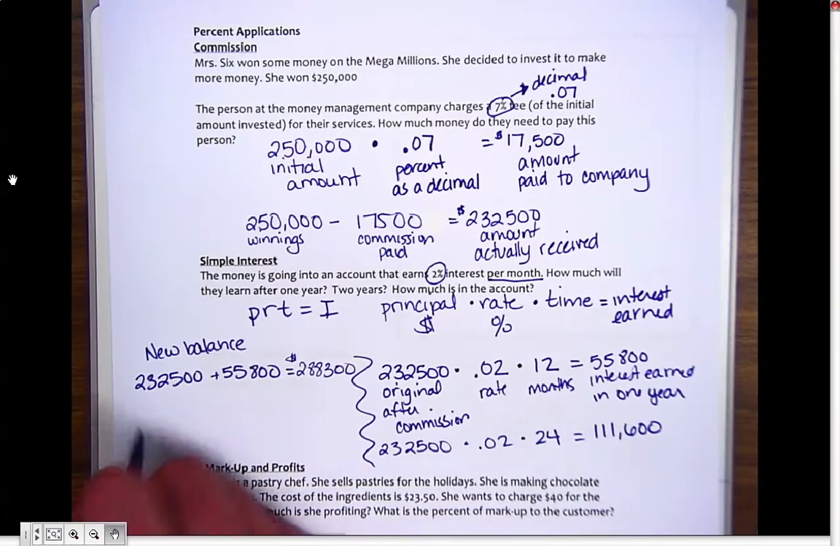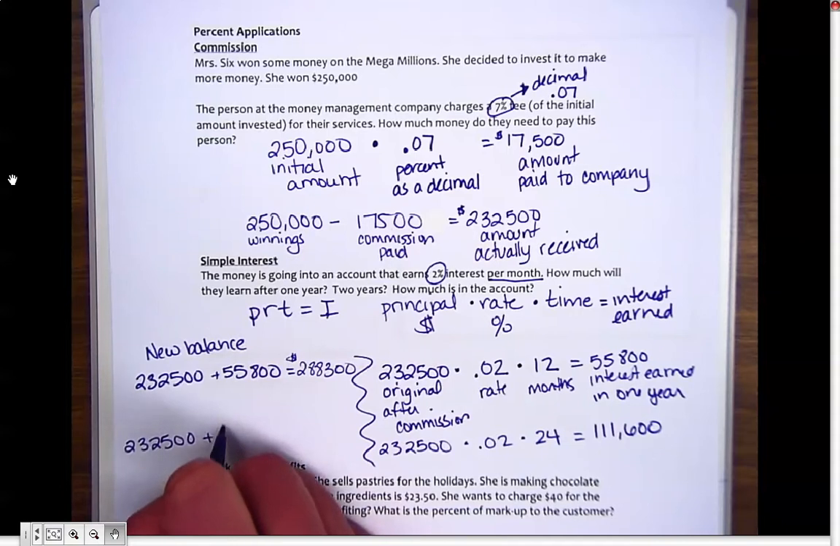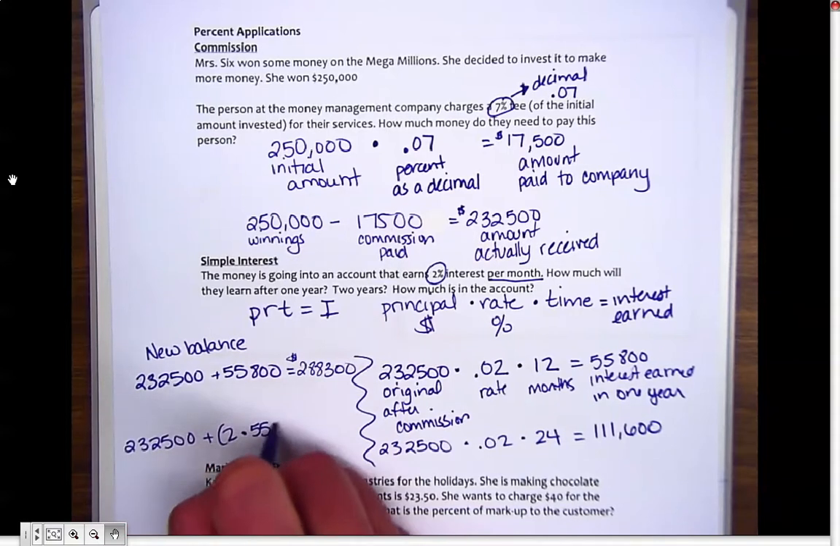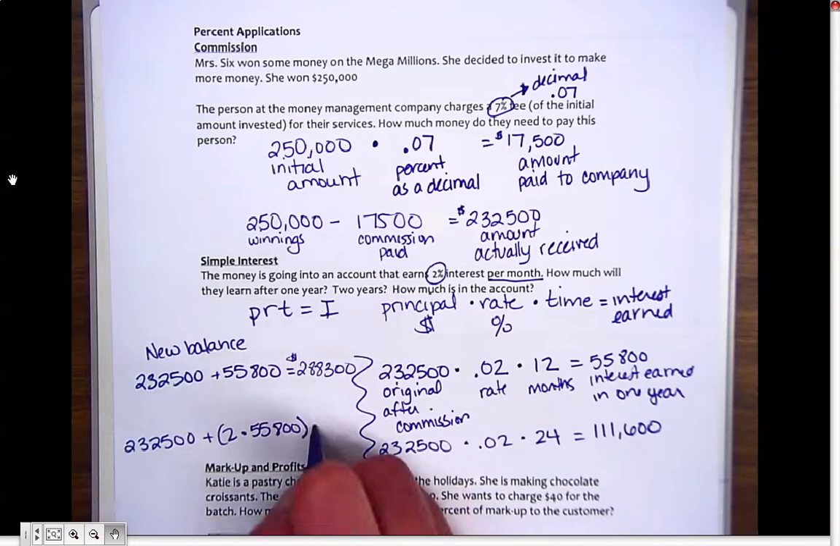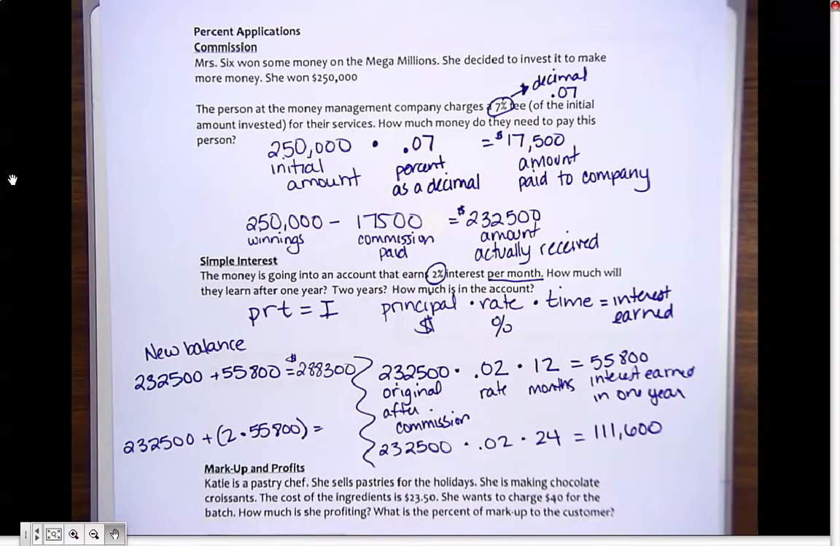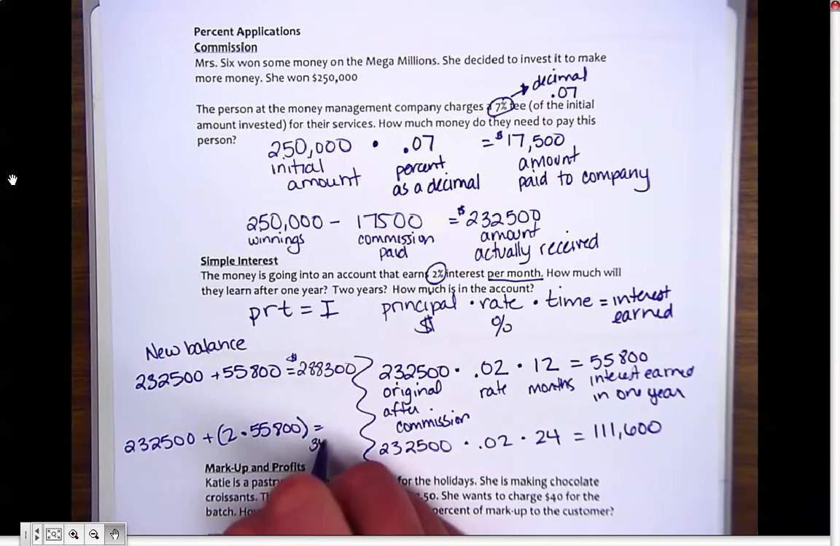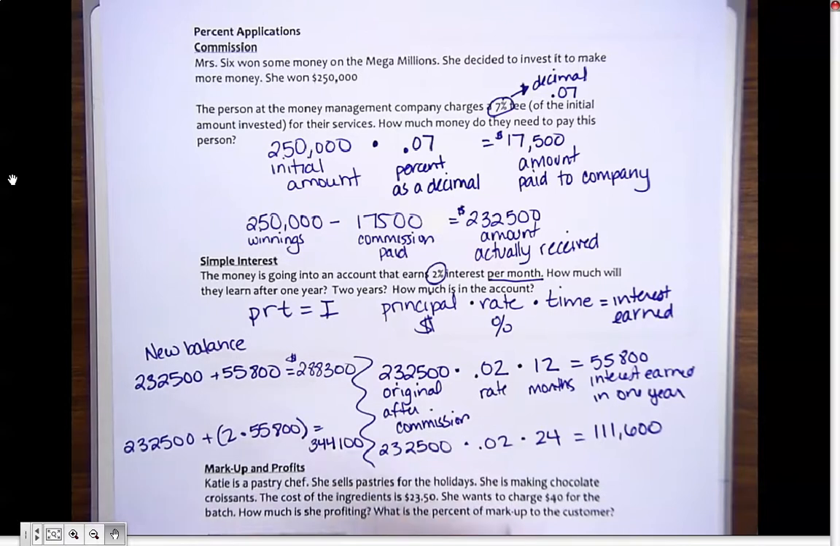To determine the 2 year, I can say 232,500 plus 2 times 55,800. Or I could just add this. Either one would be fine. And my new balance is going to be $344,100. So that is using the percent or the interest formula. That is a formula that you do need to know. That's the interest formula.